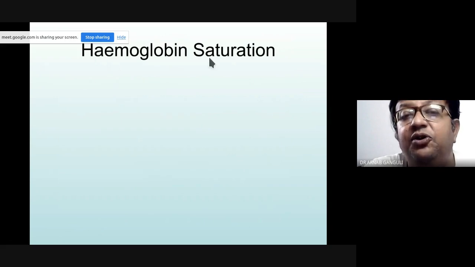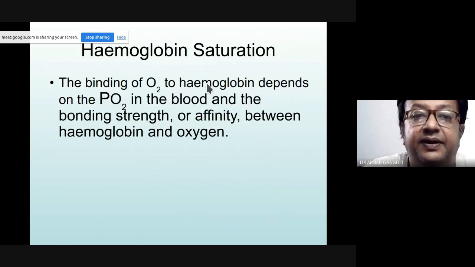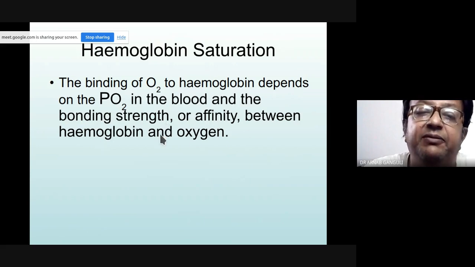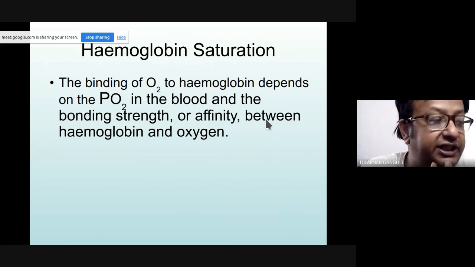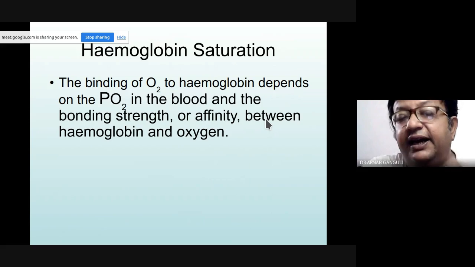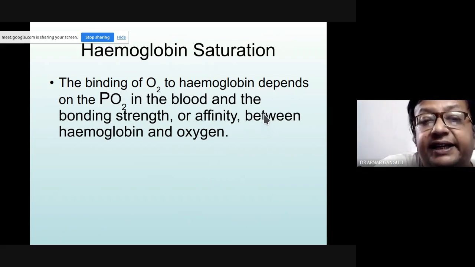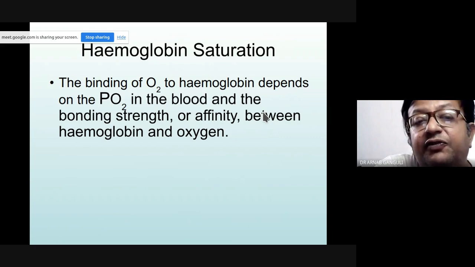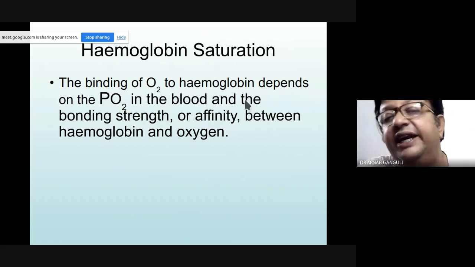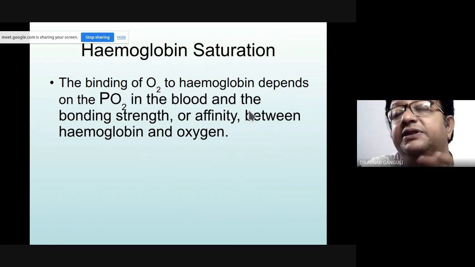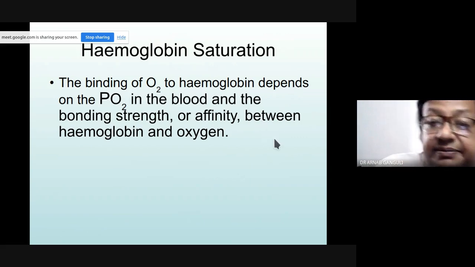So now we talk about hemoglobin saturation. The binding of O2 to hemoglobin depends on the partial pressure of oxygen in the blood and the bonding strength, or affinity, between hemoglobin and oxygen. If the blood is rich in oxygen, then the partial pressure of oxygen is high. So if in the lungs the partial pressure of oxygen is high, then oxygen moves from high pressure to low pressure, to hemoglobin, and it binds one oxygen molecule. And the moment one oxygen molecule binds, the hemoglobin immediately becomes more receptive to more oxygen.